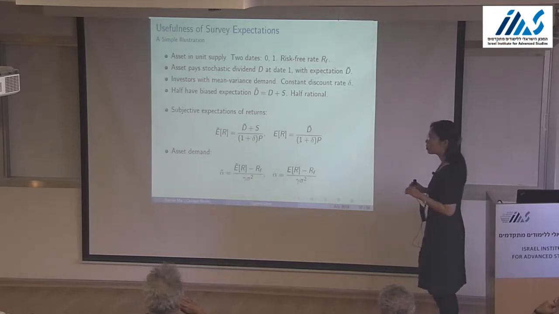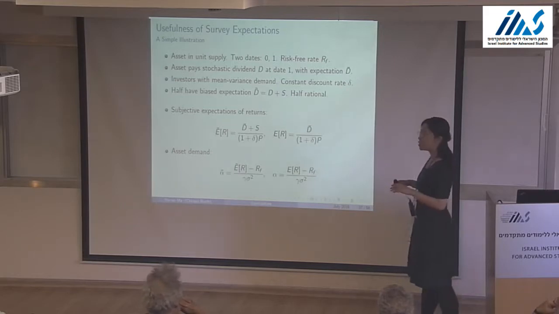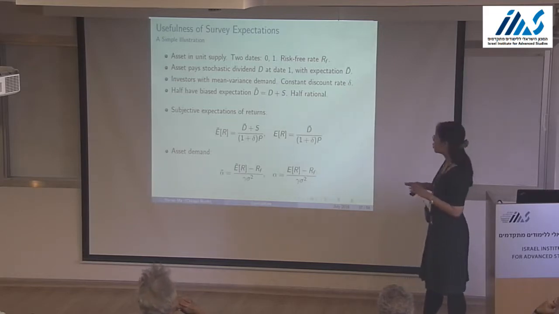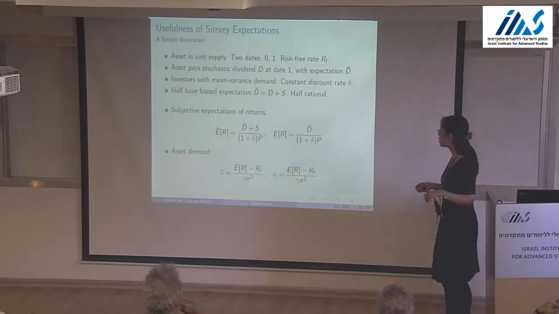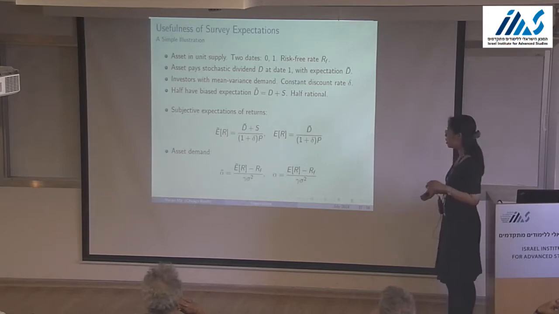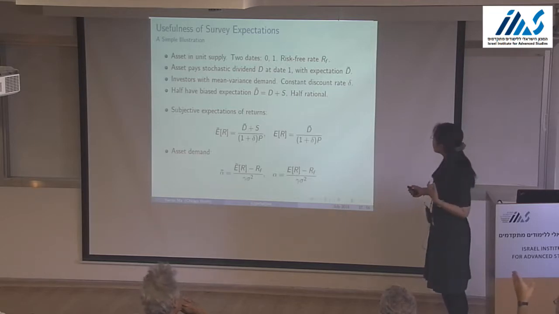And half of the investors have biased expectations. They think that the dividend will be higher than the true statistical distribution by an amount S, short for sentiment. And half of the people are rational. And then for any given price, you can... is it a constant or a random variable? So which one?